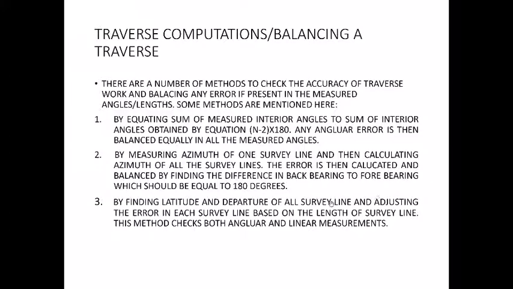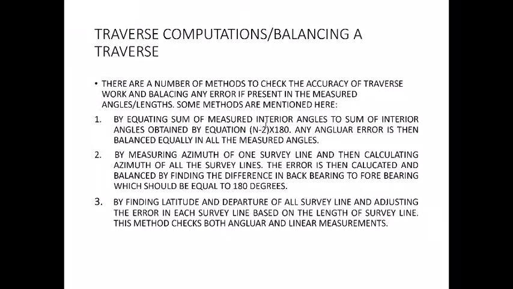So in summary, in order to check if your traverse is plotted accurately or if it needs some recomputations or balancing, there are a number of steps that we have to follow. First, you have to see what the sum of the interior angles and the exterior angles is. So first we apply checks on the angles and then we apply checks on the linear measurements.